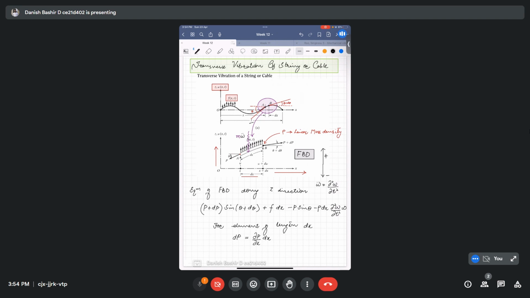And if we assume the deflections to be very small, sine theta will be approximately equal to tan theta, within small angular deflection. And tan theta, we know, is the slope at a point, that is dou w by dou x. These are basic mechanics things, you have to remember them.